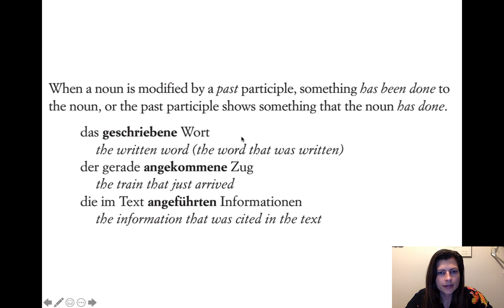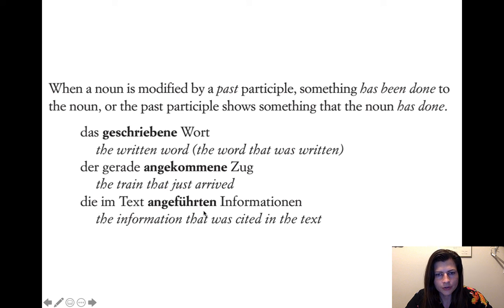Der gerade angekommene Zug, the train that just arrived, the just arrived train. So, yeah, it's the train that has just arrived, either way. And then, well, this is the good translation. The just arrived train is not a very good translation. But, yeah, we need a relative clause in this one.